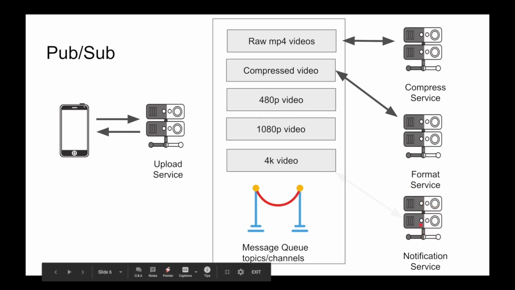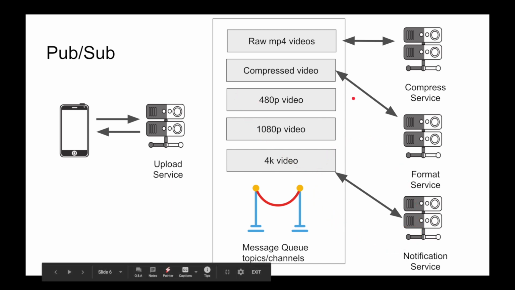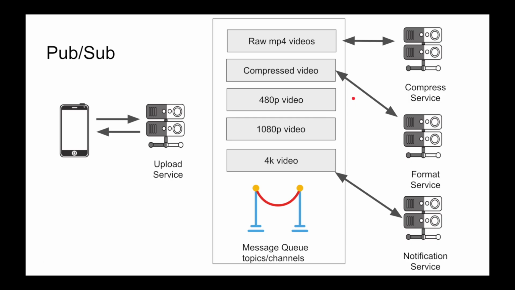Now, the notification service. Let's say you want to notify people when the 4K video is ready. I know this is a little bit harsh. Or you want to notify people the moment the 480p video is ready. So it's up to you. You may want, for example, to notify people when the highest quality video is available. That's going to take a long time to notify people, obviously, but nevertheless, right? You got it.